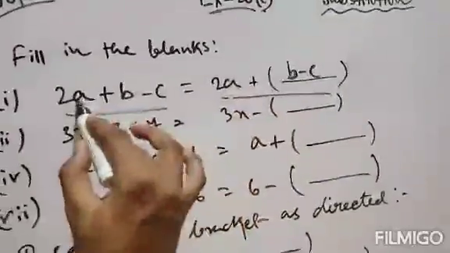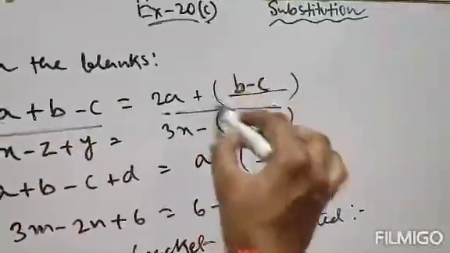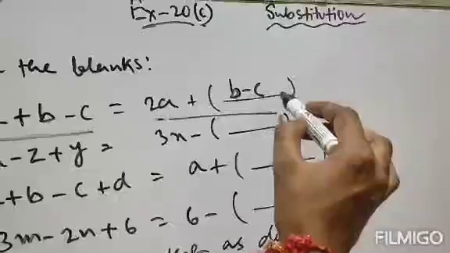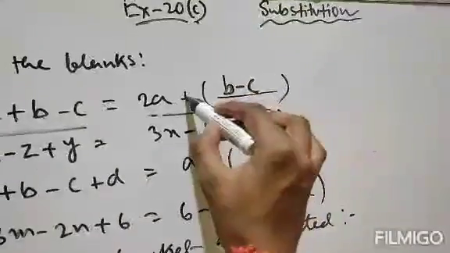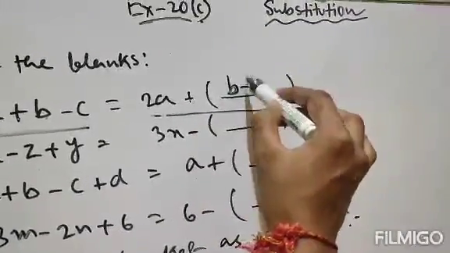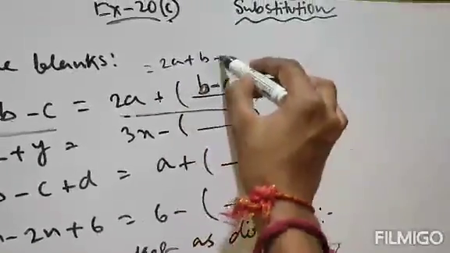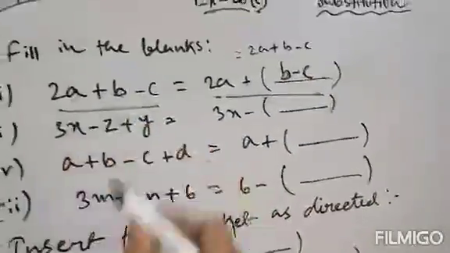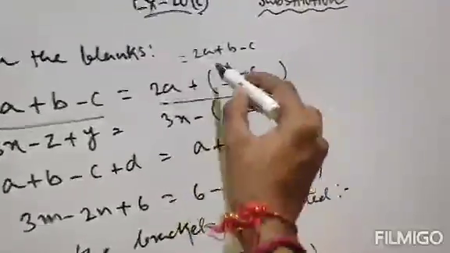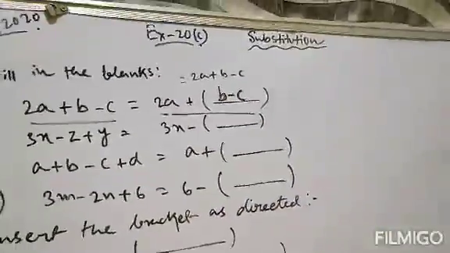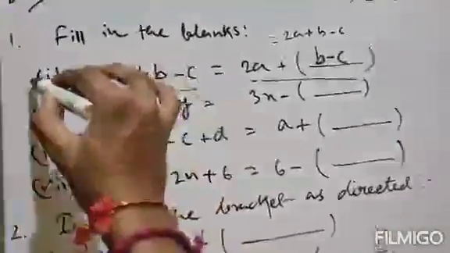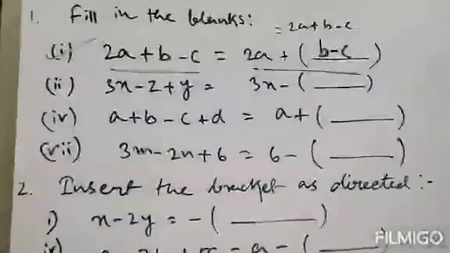Now check. So 2a plus b minus c, and 2a plus bracket b minus c. When you open this bracket, plus and minus gets minus. That means it will be 2a plus b, plus and minus gets minus, so 2a plus b minus c, which is equal to the left hand side. First question solved. First question is an easy one.